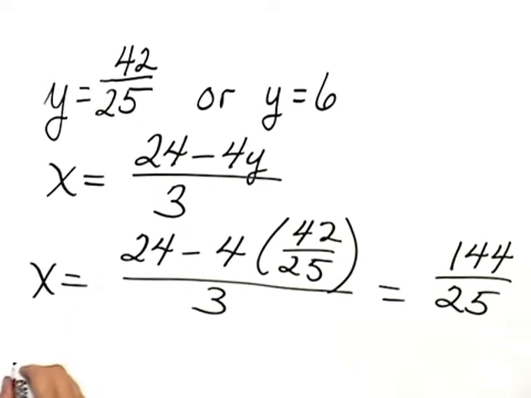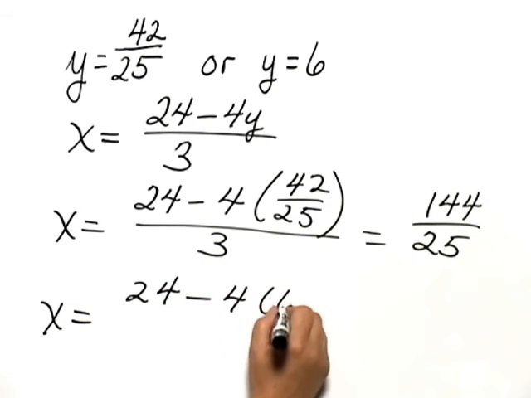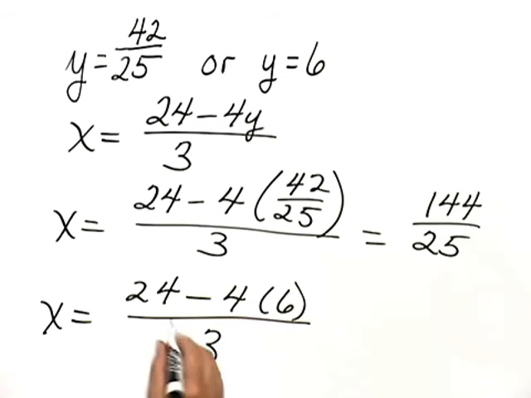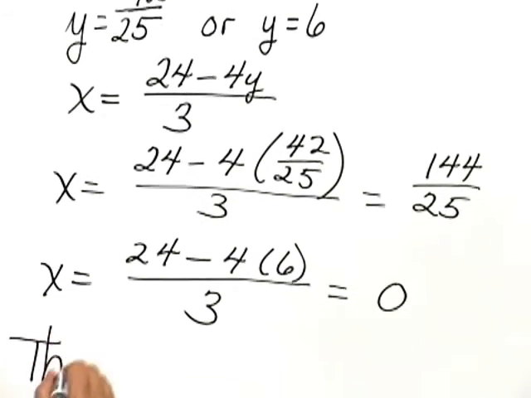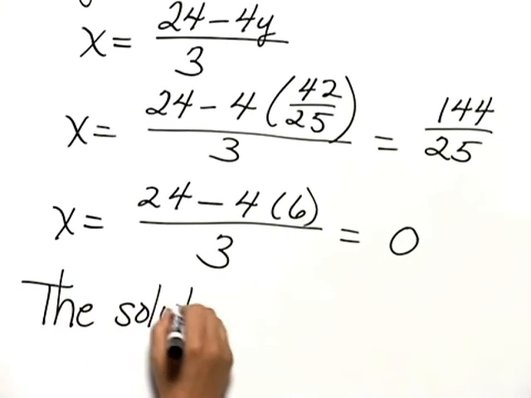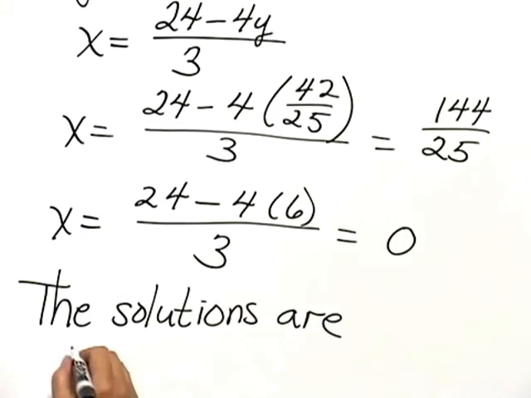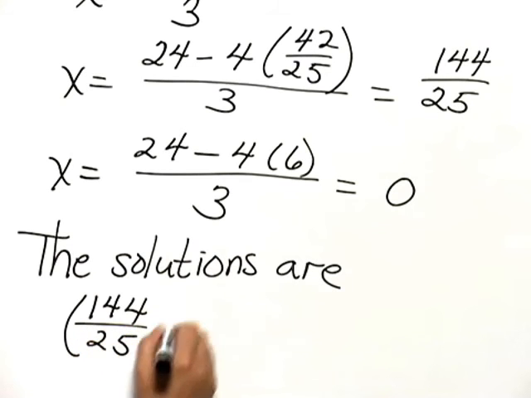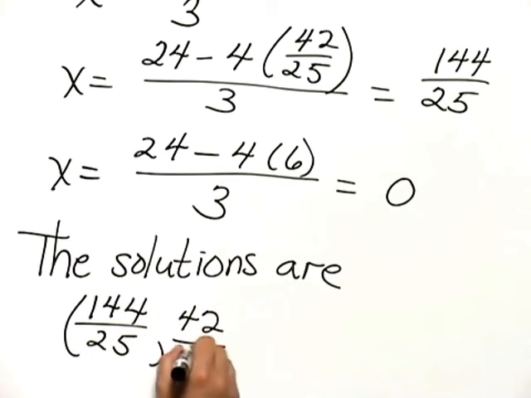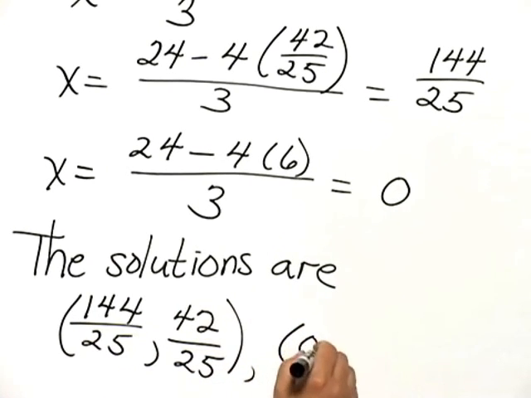And if y is 6, we would have x is (24 minus 4 times 6) over 3, which would be (24 minus 24) over 3, or 0. So we would have two ordered pairs as solutions, and we could say the solutions are, the first ordered pair listing the x first would be 144 over 25 and 42 over 25, and the second pair would be 0, 6.